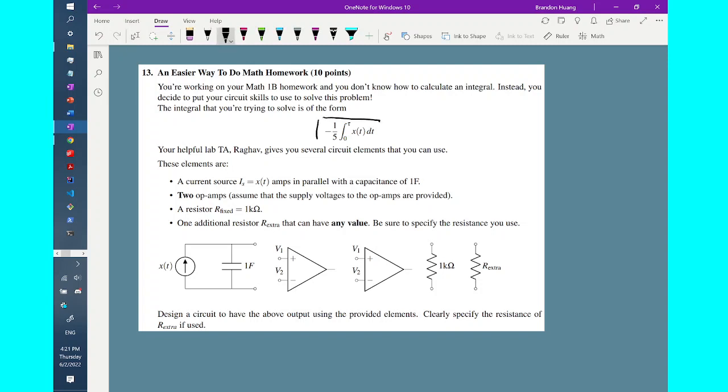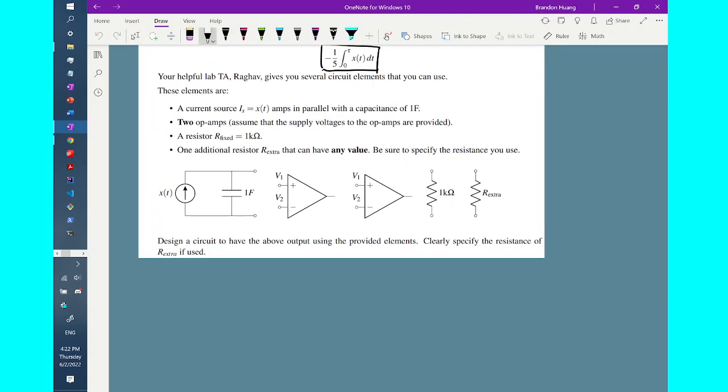So let's try to design a circuit such that the output of the circuit is modeled by this equation. We have the following resources to use. We have a lot of wires, and then we have this current source in parallel with a 1F capacitor. We also have 2 op-amps, and then we have 2 resistors, and maybe we can build some kind of amplifier with these 2 resistors given that we have an op-amp.